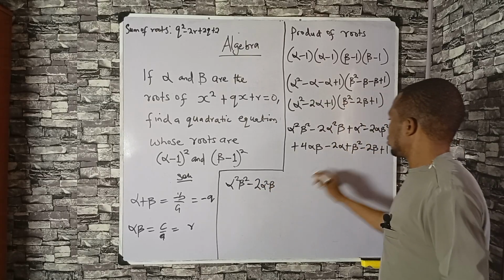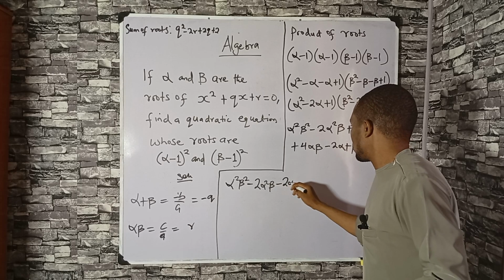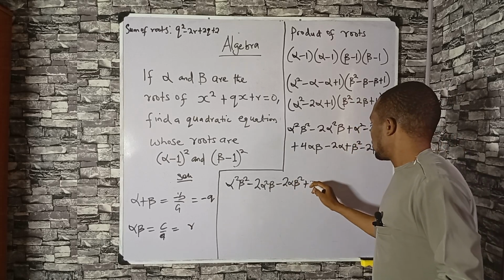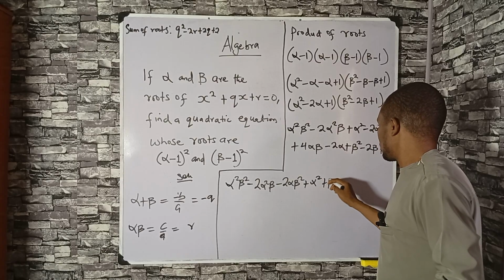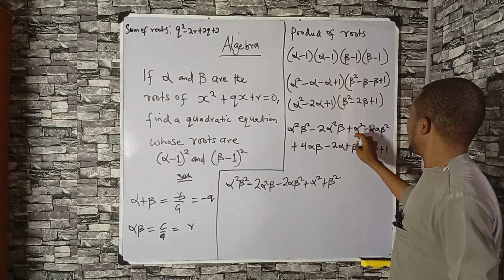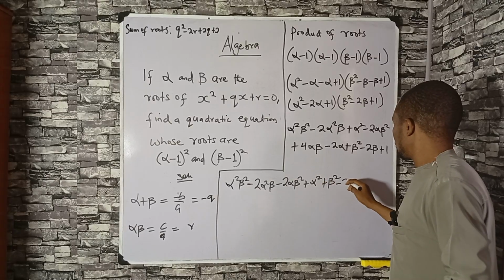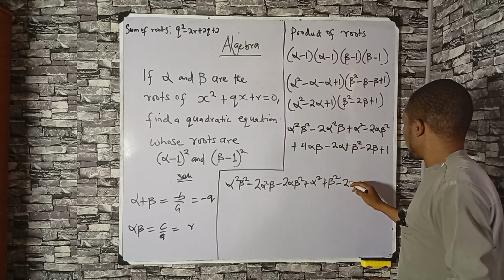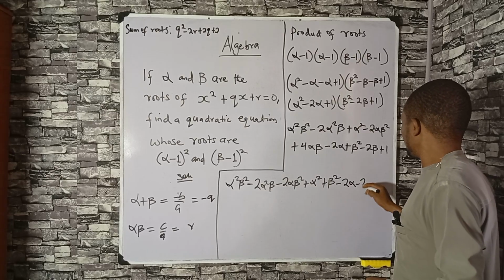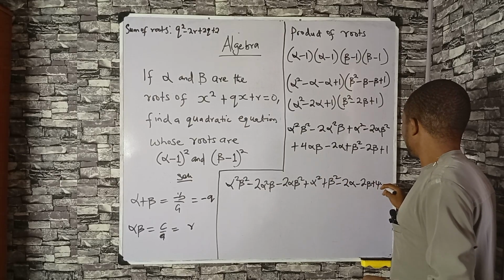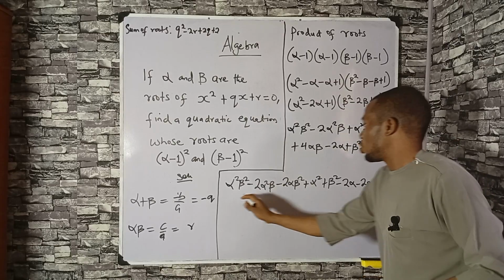We also bring this one closer, minus 2 alpha beta squared. The next one is alpha and beta squared plus beta squared. You've already taken care of this one and this. Then minus 2, we are going to consider this one, minus 2 alpha, then minus 2 beta plus 4 alpha beta. Let's check again, then plus 1.